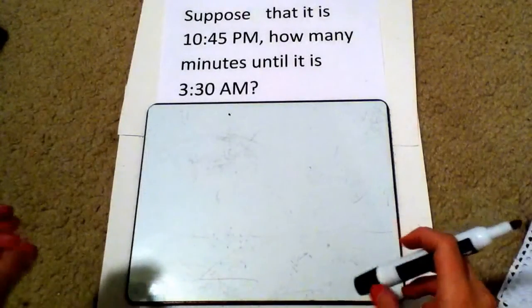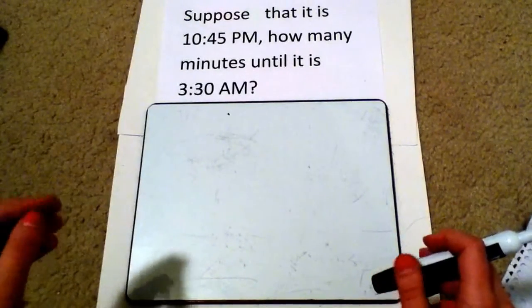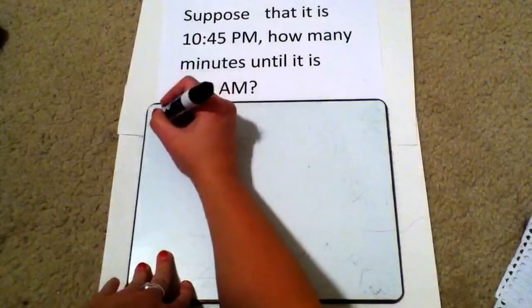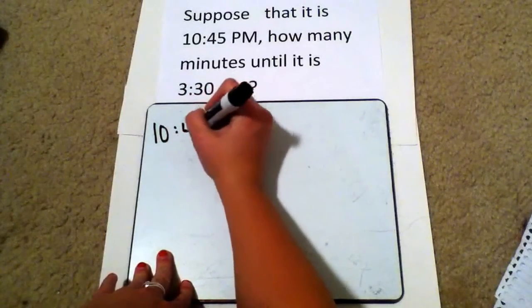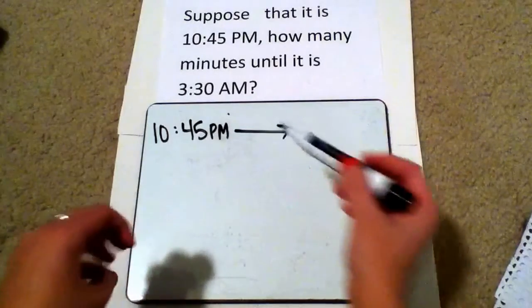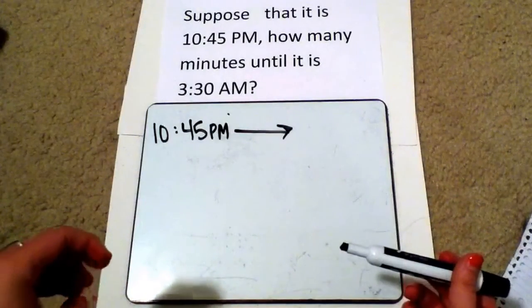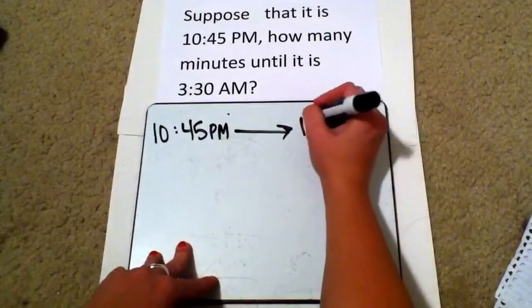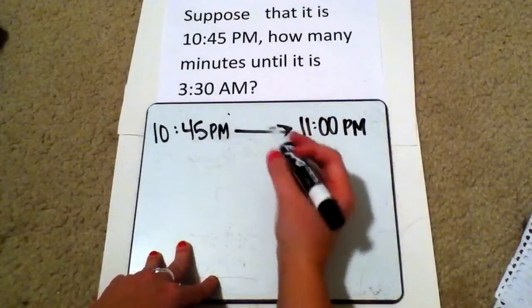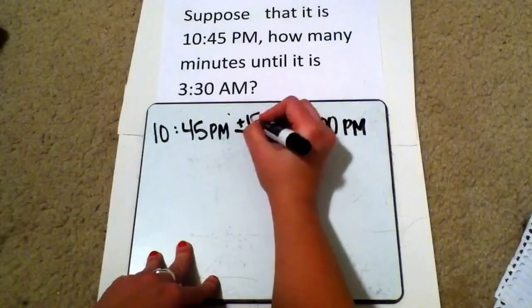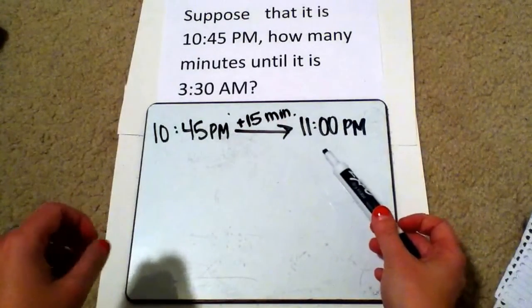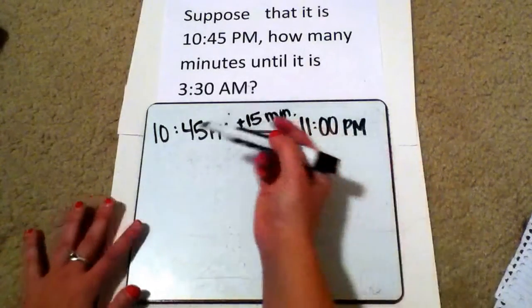So our question asks, suppose that it is 10:45 p.m. How many minutes until it is 3:30 a.m.? Well, we'll start with 10:45. And the easiest thing for us to do is find the hour that it's closest to. So the hour that it's closest to is 11 p.m. And we added 15 minutes to get to 11 p.m. Well, from 11 p.m., we can jump all the way to 3 a.m., and that's 4 hours.